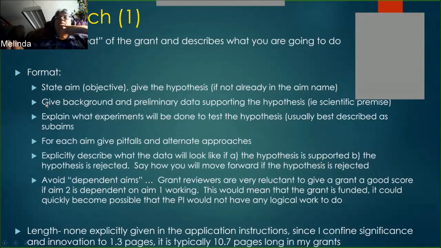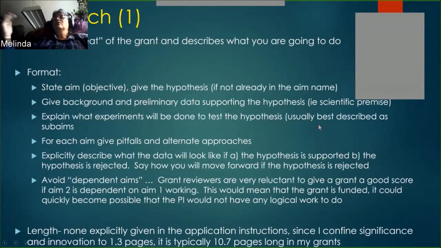I then will give the background and preliminary data supporting that hypothesis. I typically don't front load a lot of the aim-specific background and preliminary data in the significance section. I tend to put it in the approach section, and that is basically justifying the hypothesis. You can then explain what experiments, or in your case, analyses will be done to test that hypothesis.